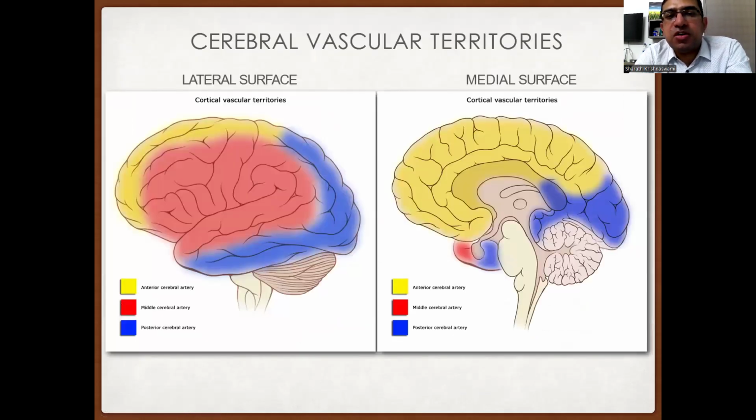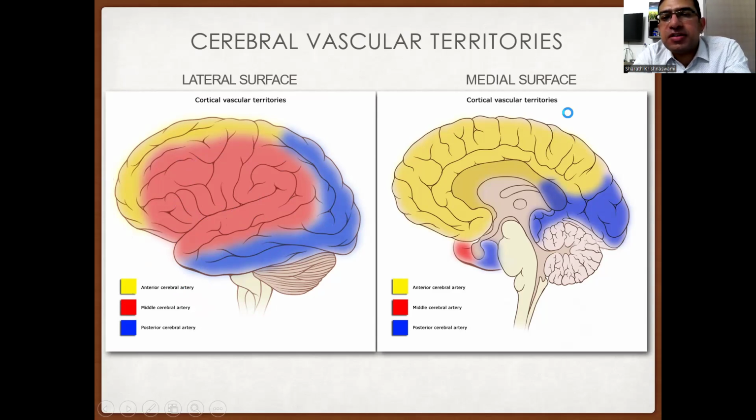Now, coming to which areas of the brain are supplied by these arteries. The cortical vascular territories are supplied by the 3 major arteries. For example, in the first image on the left, you can see that the frontal and a little bit of the parietal area are supplied by the anterior cerebral artery, described in yellow. And the middle cerebral artery supplies the major part of the temporal region and a little bit of the parietal, and it is described in red. And towards the posterior side, you can see the posterior cerebral artery described in blue.